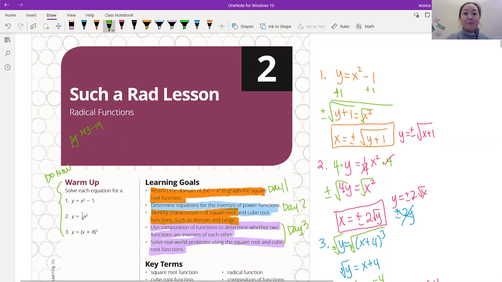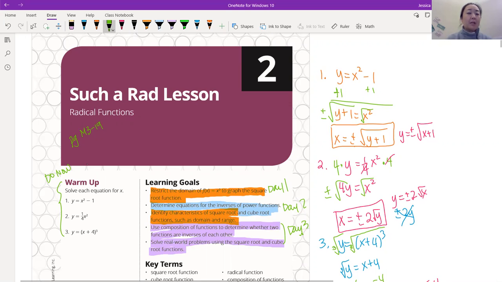So we're going to be on this for quite a bit. So 3 to 4 days, we'll see how we go. And this is going to be day one of that. And as you can see, we are going to be talking about radical functions. So you may wonder, well, how does that relate to what we did before in lesson one? Don't worry about it. You'll soon see.